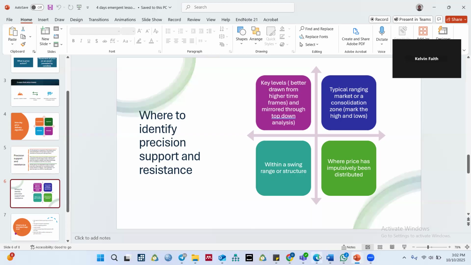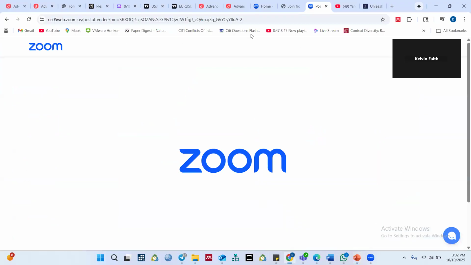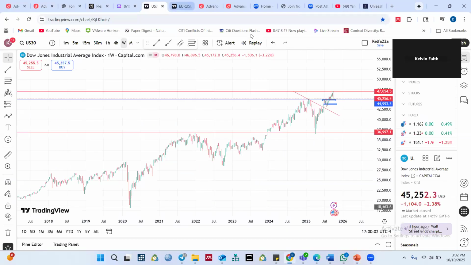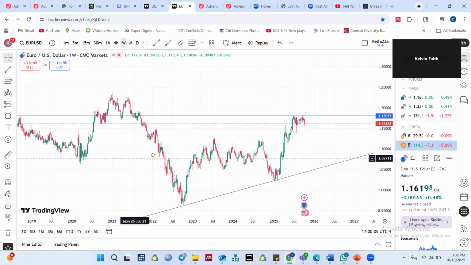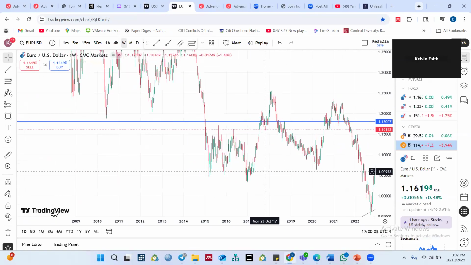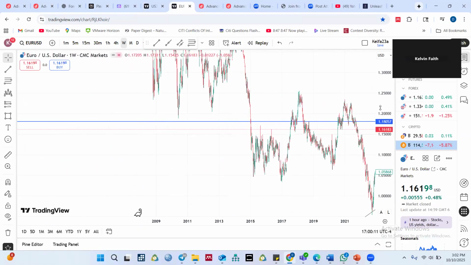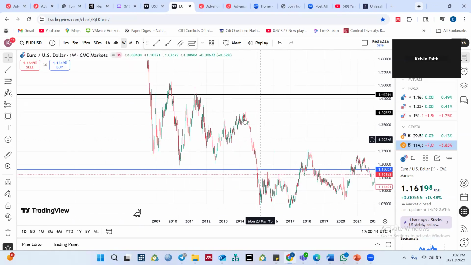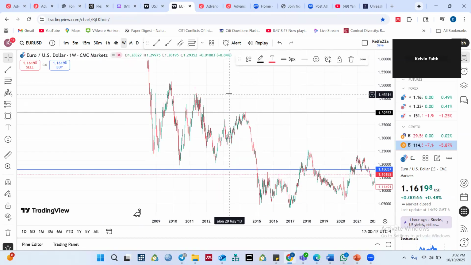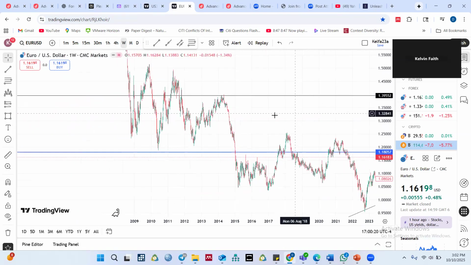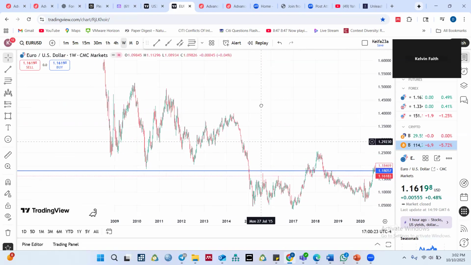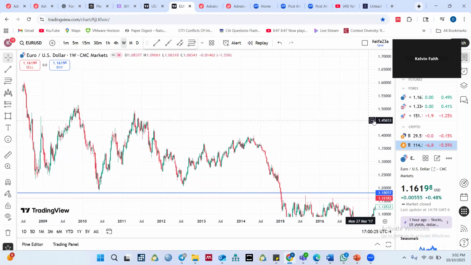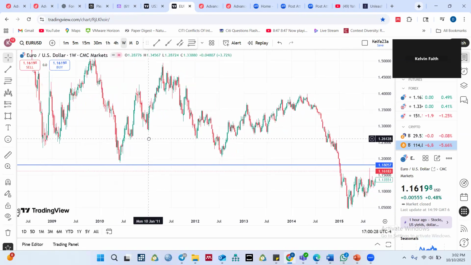So let's go to Euro USD. This is Euro USD on the weekly time frame. So let's just do this exercise right now. Let me just clear all these things. Okay, so just look at Euro USD, the weekly time frame. Let's try to do this from this data.